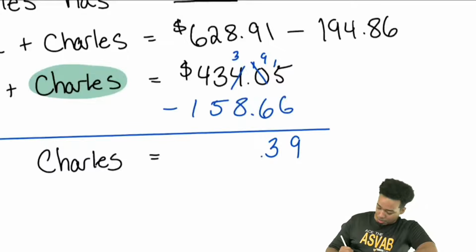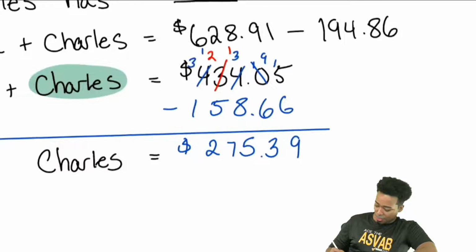3 minus 8, oh, can't do that. 2 and 13. 13 minus 8 is 5. Then 2 minus 5, oh, got to borrow again. 12 minus 5 is 7. 3 minus 1 is 2. And you get yourself 275.39.